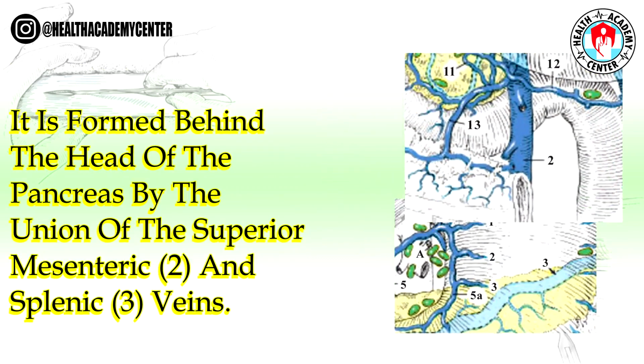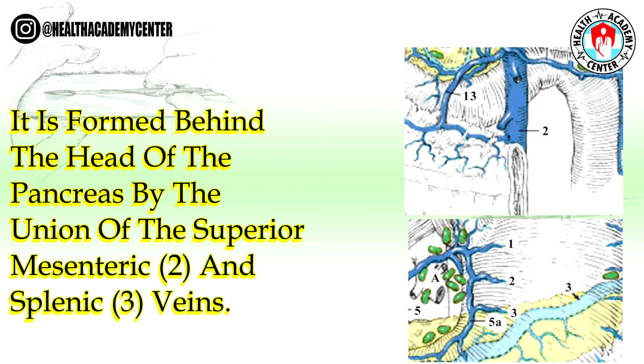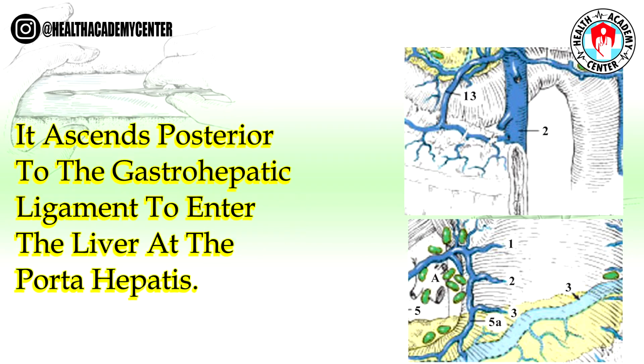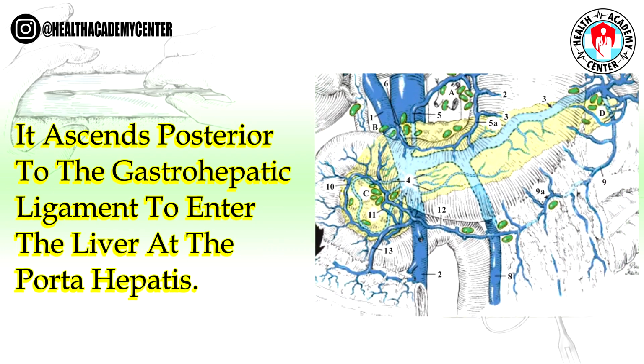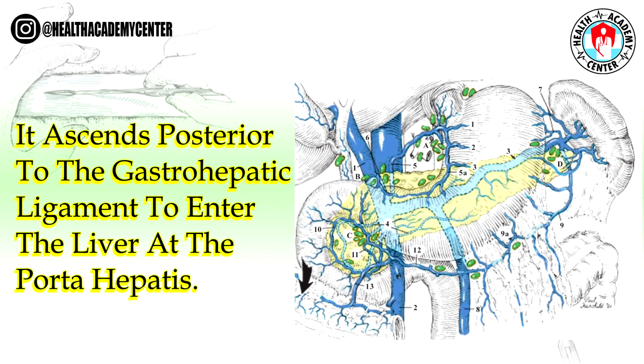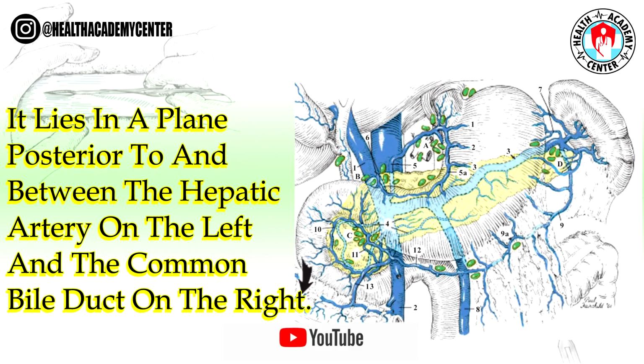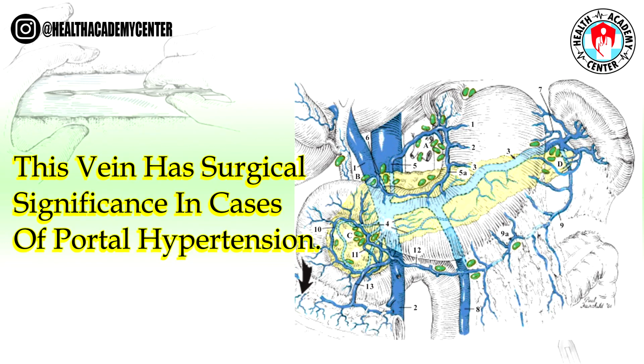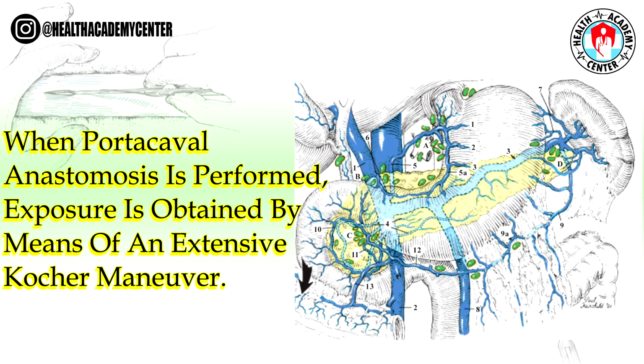It is formed behind the head of the pancreas by the union of the superior mesenteric, 2, and splenic, 3, veins. It ascends posterior to the gastrohepatic ligament to enter the liver at the porta hepatis. It lies in a plane posterior to and between the hepatic artery on the left and the common bile duct on the right. This vein has surgical significance in cases of portal hypertension. When portocaval anastomosis is performed, exposure is obtained by means of an extensive Kocher maneuver.